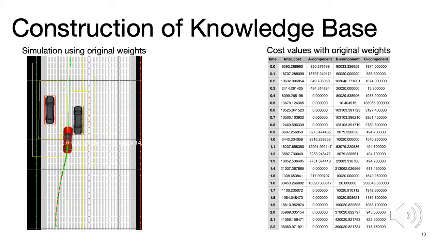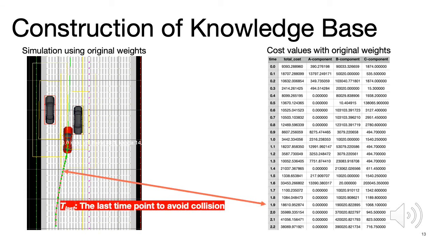So how can we select the danger section of the cost values? Let's take this scenario as an example. Here we have found the point, the last point to avoid the collision.